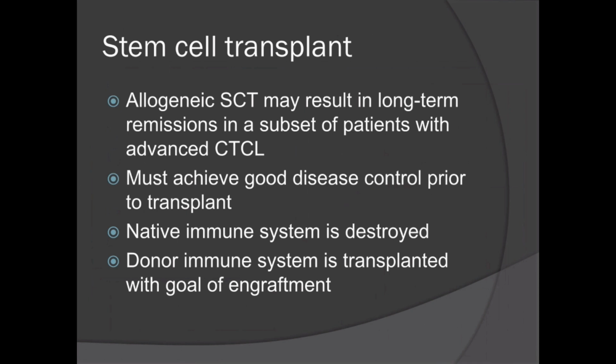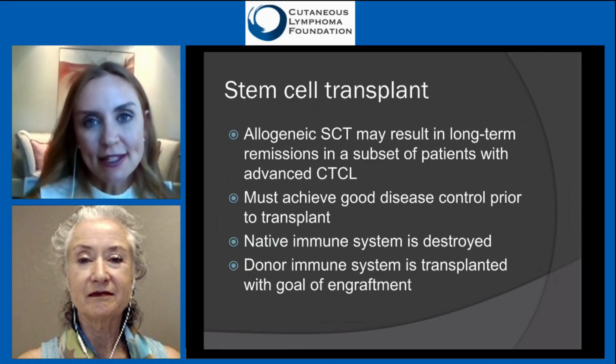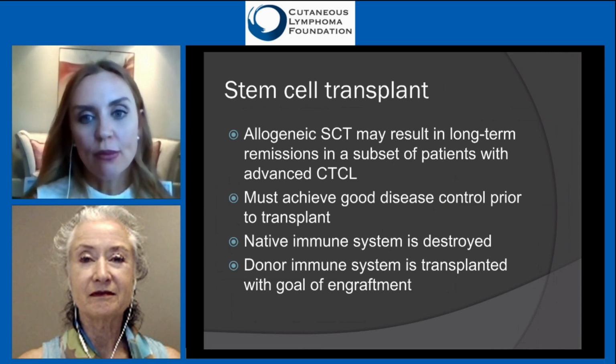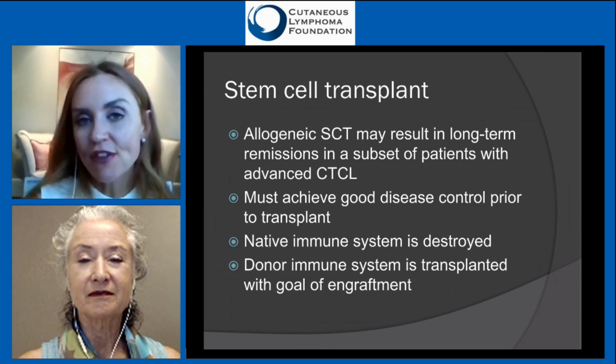And what happens is your own immune system is essentially wiped out, and then you are given a donor immune system that's transplanted. And the goal is to have that new donor immune system, which hopefully does not have this fragility or susceptibility towards CTCL, take over and then be able to fight off the CTCL cells.